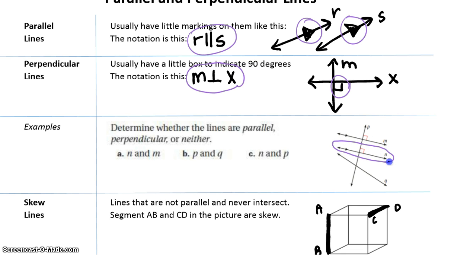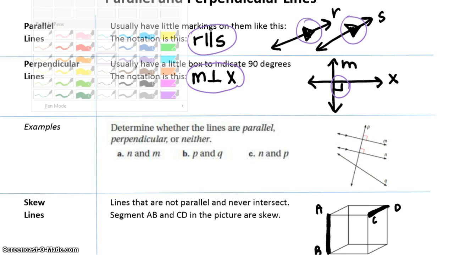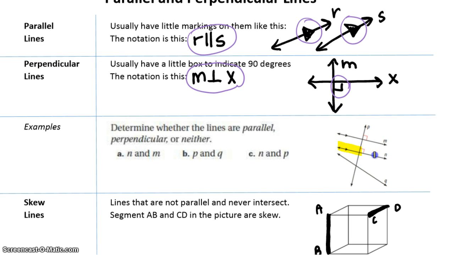They're talking about line N and they're talking about line M. And what are those two lines to each other? Well, they're not perpendicular because they don't cross over each other, right? Matter of fact, I'm going to use a highlighter because I think the highlighter is going to be easier to see. These two lines look like they're what? Parallel, perpendicular, or neither. Well, because they have these little markings on here, they are parallel. So those two lines are parallel.